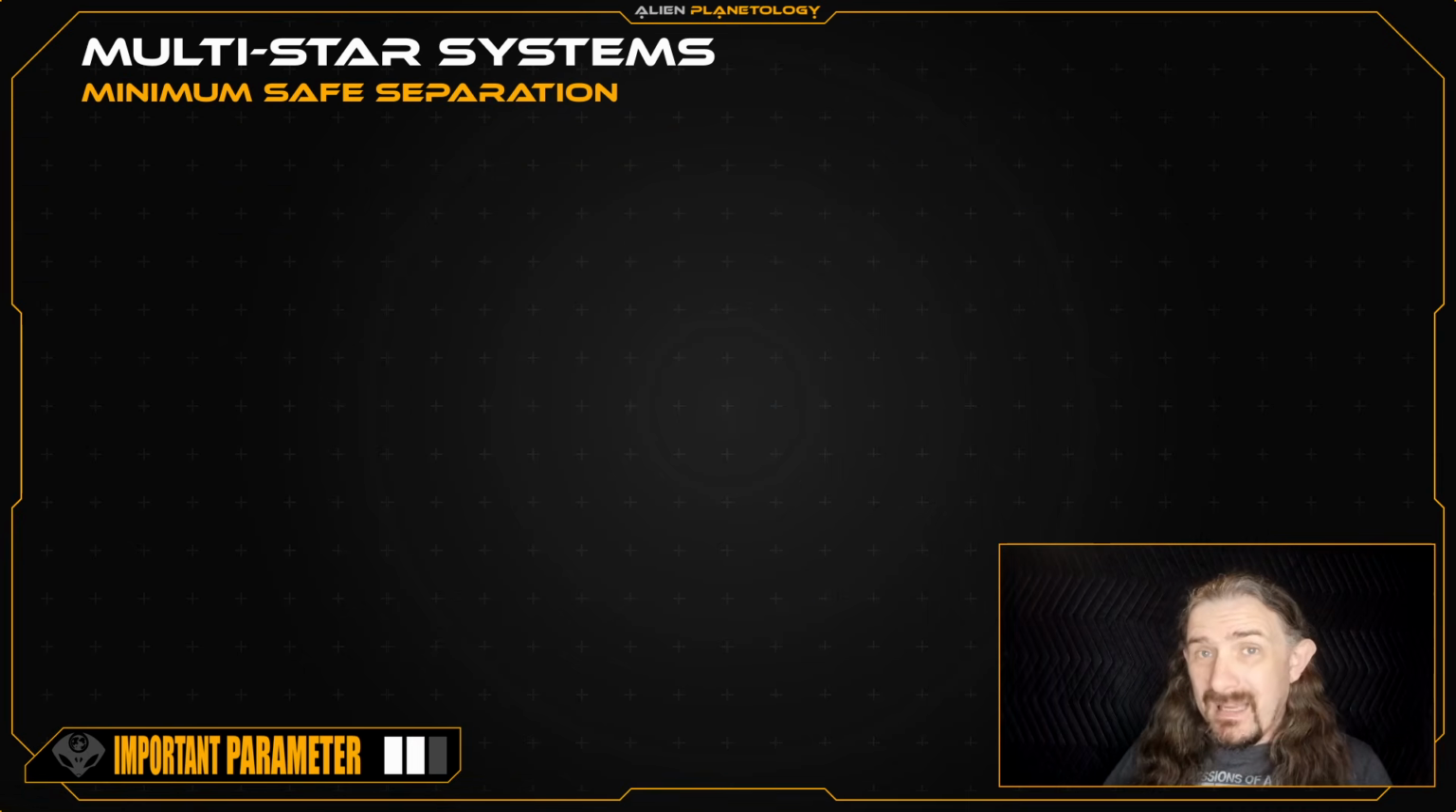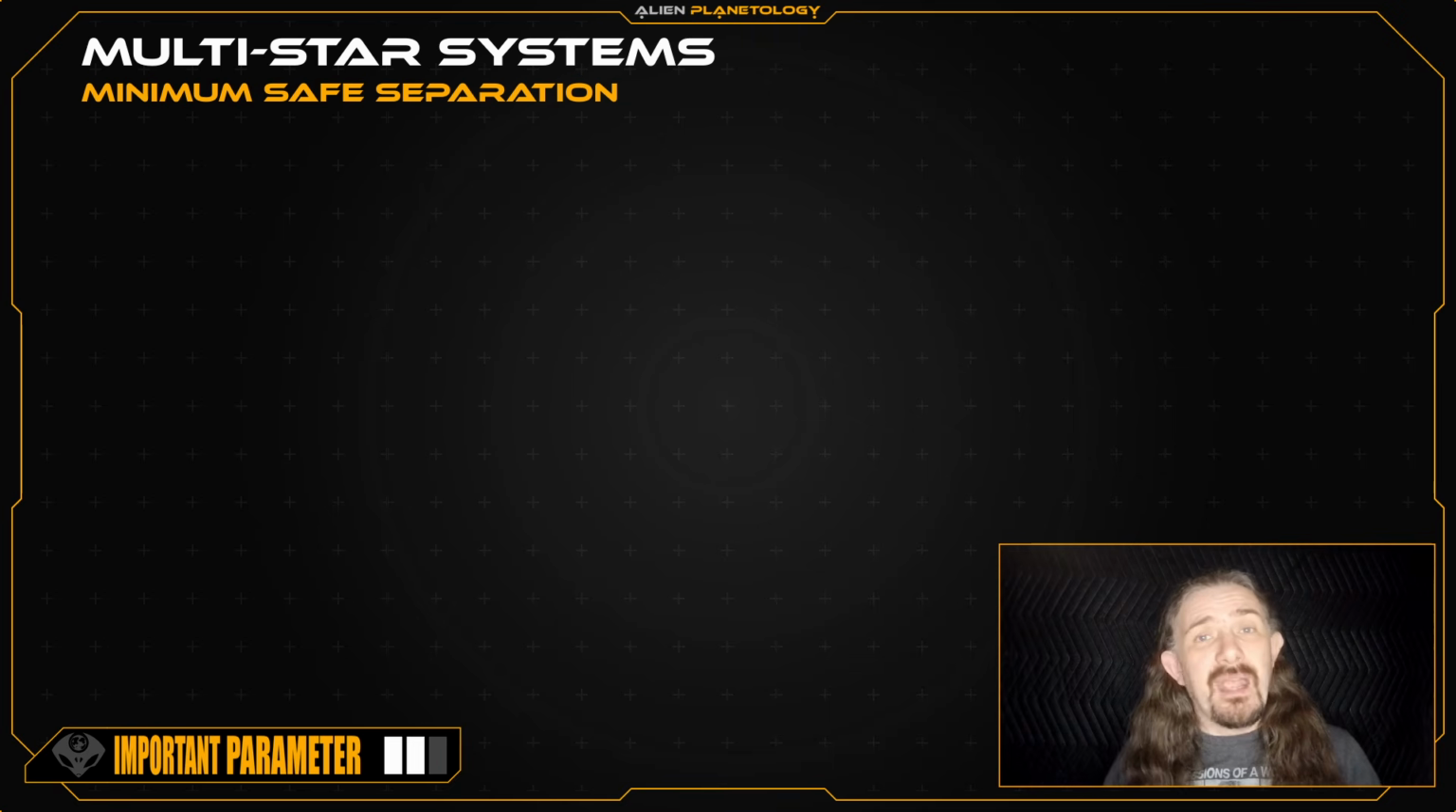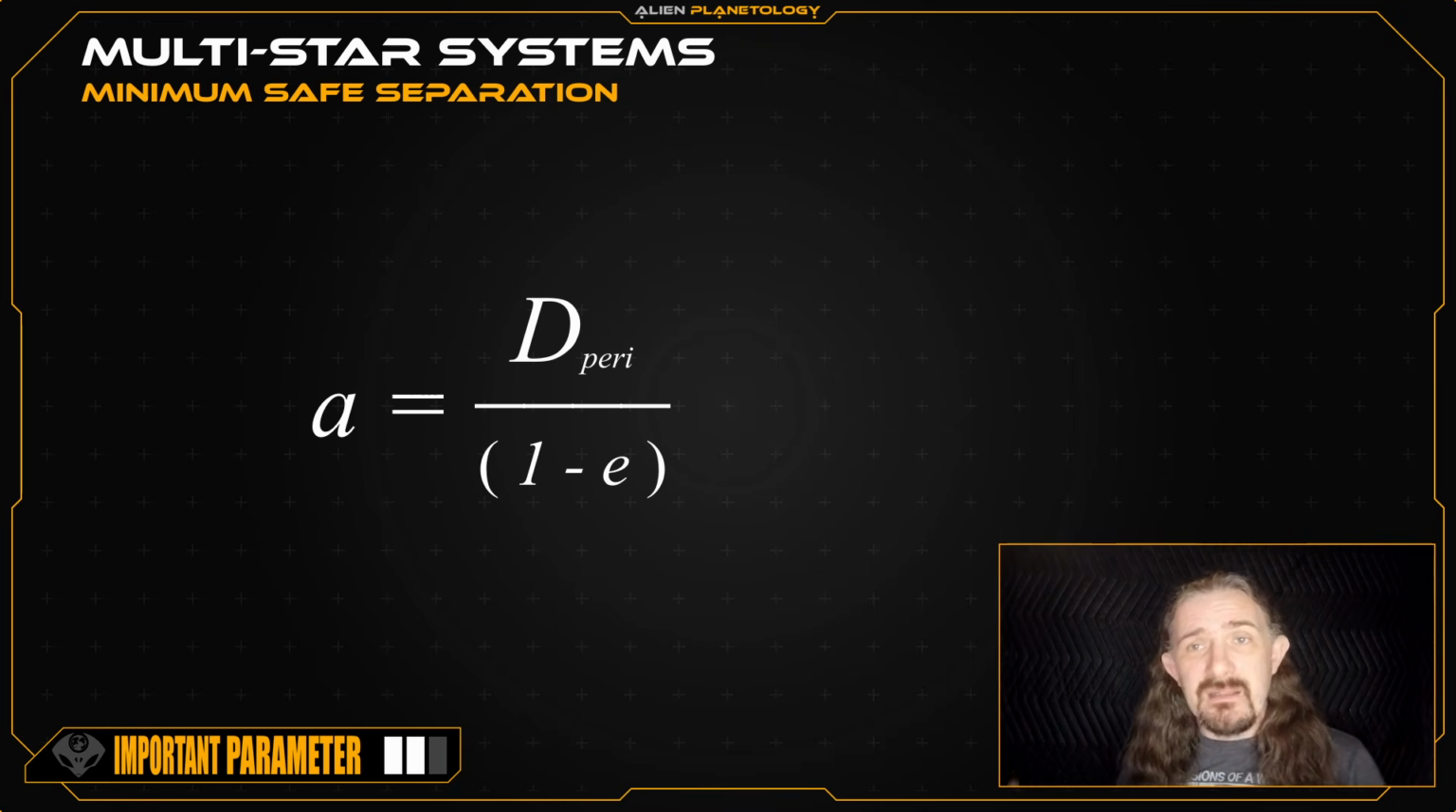If you are building a mid-distance binary, how close the stars come to one another in their orbit, that is, their periapsis distance, will determine how many planets can potentially orbit each star. So in that case, you may want to instead pick the periapsis distance that you want for the stars first, and then use that value to calculate the semi-major axis and apoapsis distances. You can do that using this equation, which equates the semi-major axis to the periapsis distance divided by 1 minus the eccentricity.